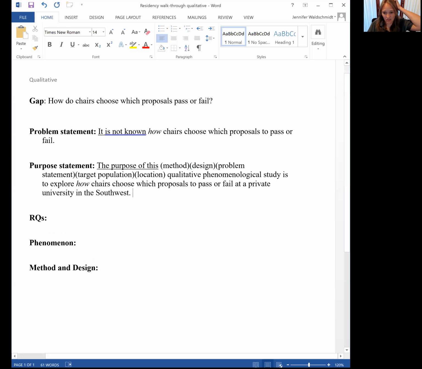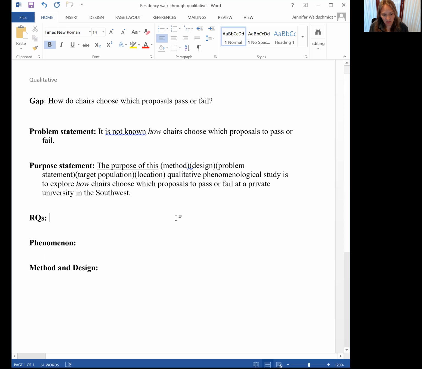So we're looking at chairs at a private university, but it would seem a little redundant here, how chairs choose which proposals to pass or fail for chairs at a private university in the Southwest. So sometimes you're going to have to wordsmith it a little bit just to make sure that it still sounds correct. We could do a few things with that here, but for the sake of alignment, I'm going to leave it as it is. So now we have the purpose of this qualitative phenomenological study is to explore how chairs choose which proposals to pass or fail at a private university in the Southwest. We have our method, design, problem statement, target population, and location.